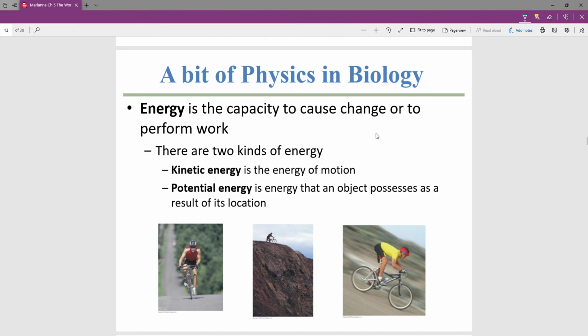So before we get into that, a little bit of physics and biology, just for fair play here. I've been talking so much about chemistry and biology. How about a little bit of physics? So if we were to define energy, it's the ability to do work or the capacity to cause change or to perform work. There's two different kinds.